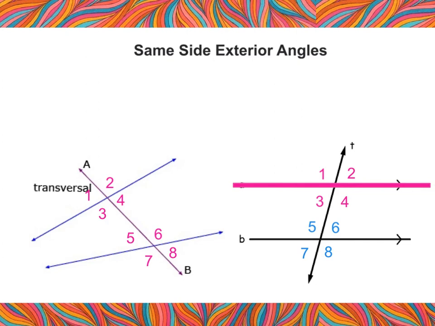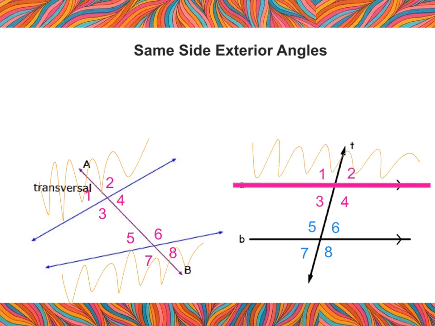In this slide, we're talking about same-side exterior angles. Exterior means we're still looking at the angles on the exterior side of the two lines. But we're going to be looking at angles on the same side of the transversal. So for example, angles 2 and 8 on both diagrams.